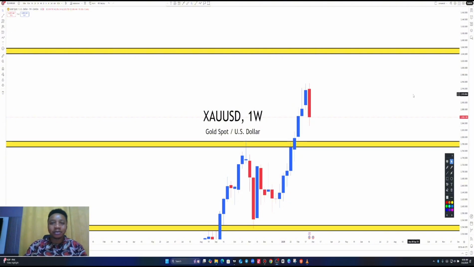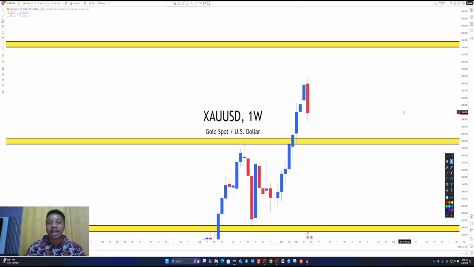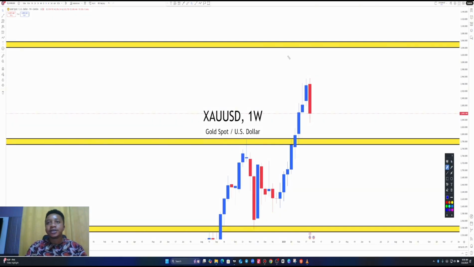Now, gold, I'm going to begin the analysis on the weekly time frame. So what do we have here on the weekly? We have the weekly upper zone, the mid-range zone, and then the lower zone. Let's put meaning into the weekly time frame as quick as possible.